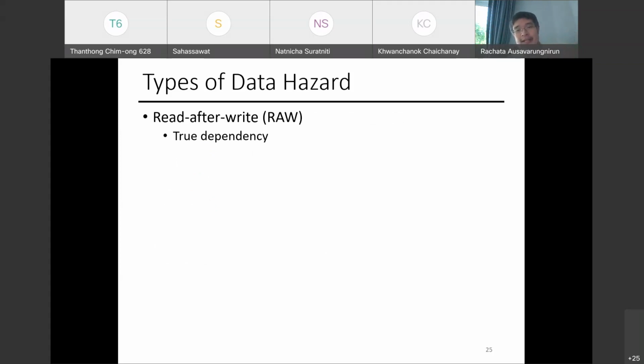The other two types of data hazard will not show up in the architecture we learned in this class. What we learned in this class is called in-order architecture. What does it mean? You execute every instruction in the order that you've seen: instruction 1, followed by instruction 2, followed by instruction 3, followed by instruction 4, followed by instruction 5.